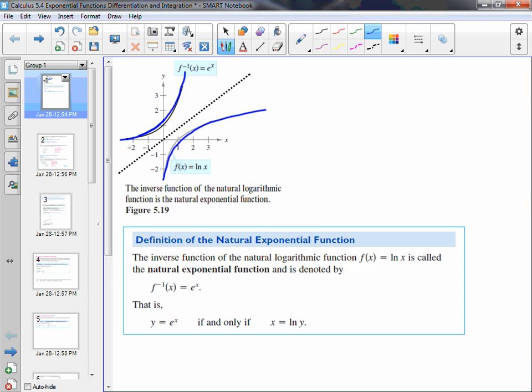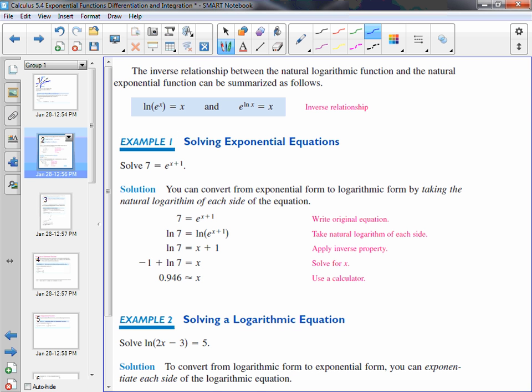Remember what we talked about yesterday, how if f and g are inverse functions, then f of g of x equals x and g of f of x equals x? That works with the natural exponential and natural logarithms. Like so, at the top of the screen. The inverse relationship between the natural logarithmic function and the natural exponential function can be summarized as follows. The natural log of e to the x equals x, that's your f of g of x equals x, and e to the natural log of x equals x, that's your g of f of x equals x.